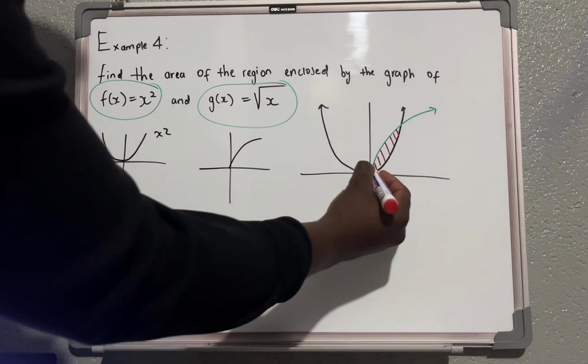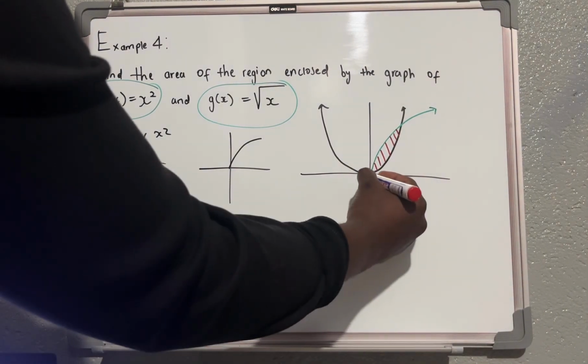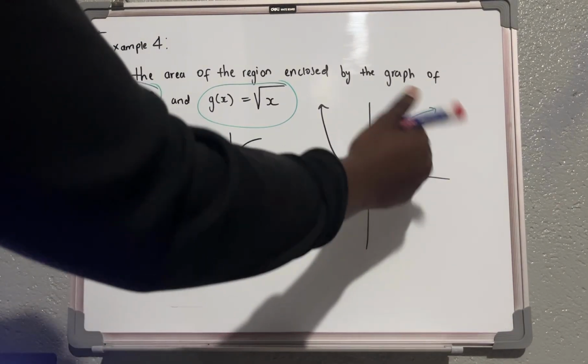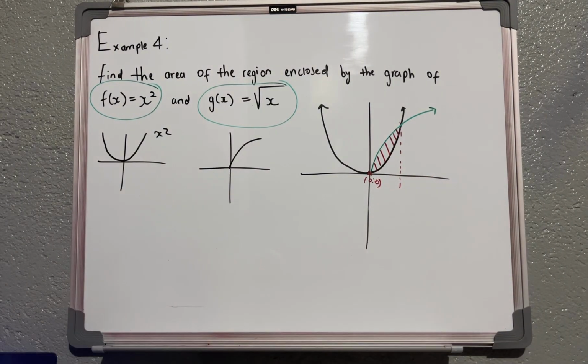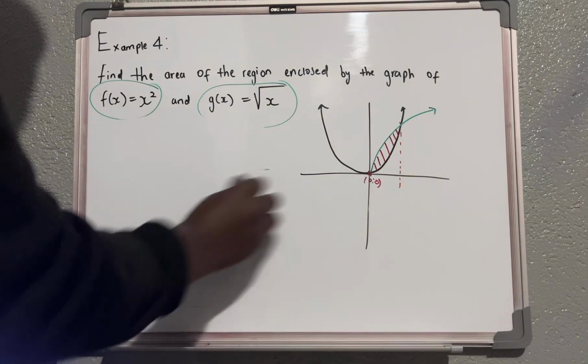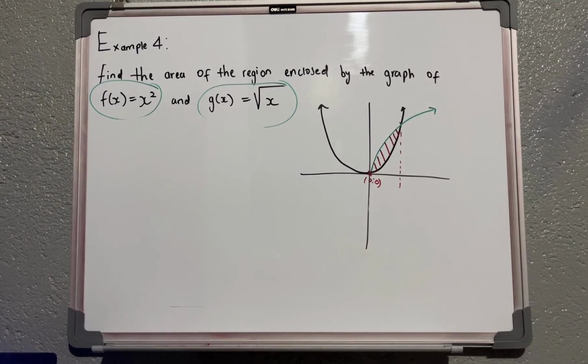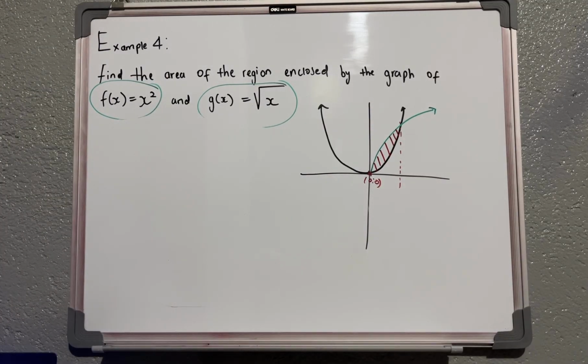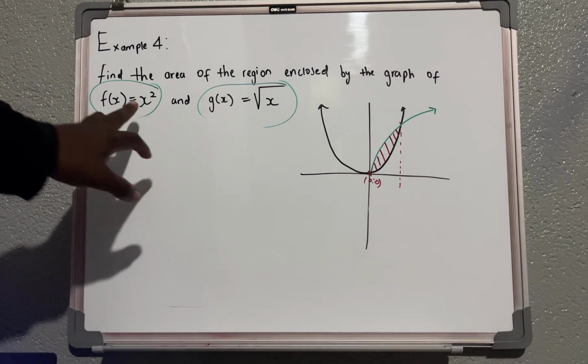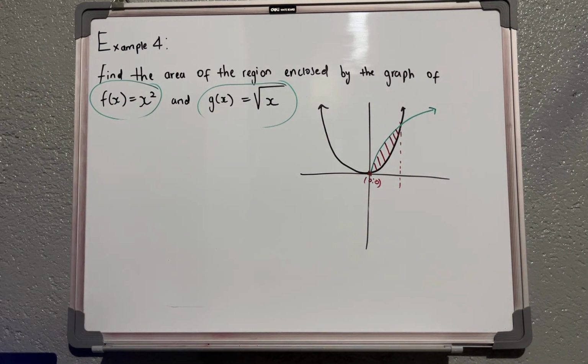We definitely know the point that is here, which is 0, 0, but the point that is here, we don't know. So how can we find that point? Well, we can find that point by finding our intersection. If we are able to find our intersection, it means we can find the correct x value for that one. So how do we find our intersection? We find our intersection by equating the two functions together.